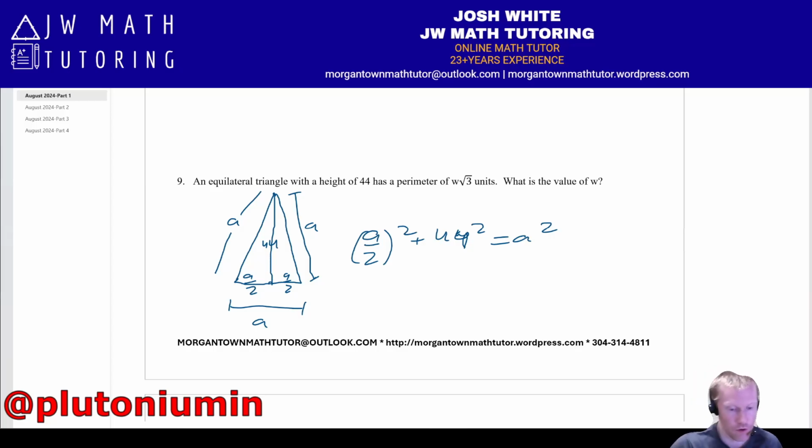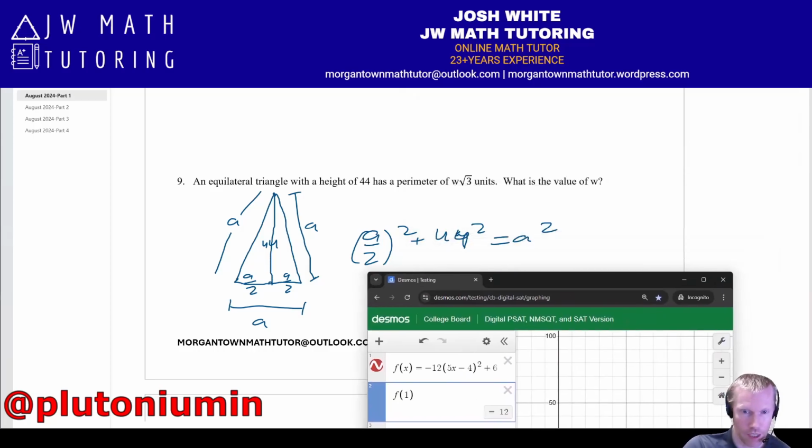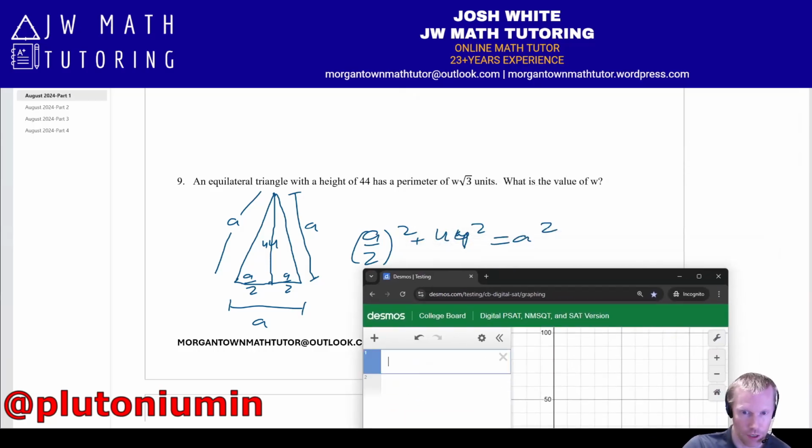So we can do this on Desmos. I won't bother doing this by hand. I mean, technically you can, but there's no reason to do it by hand because you don't get nice exact values. So we're going to go to Desmos anyways.